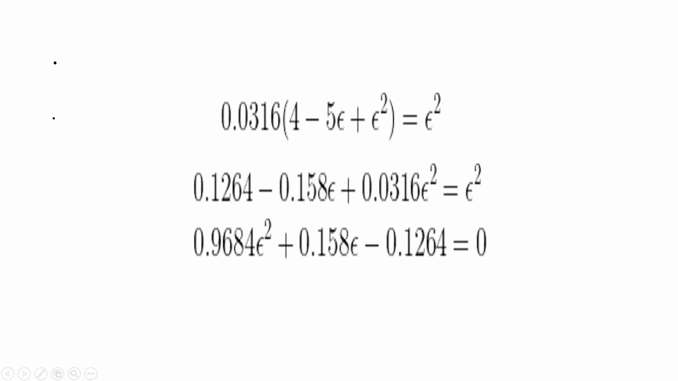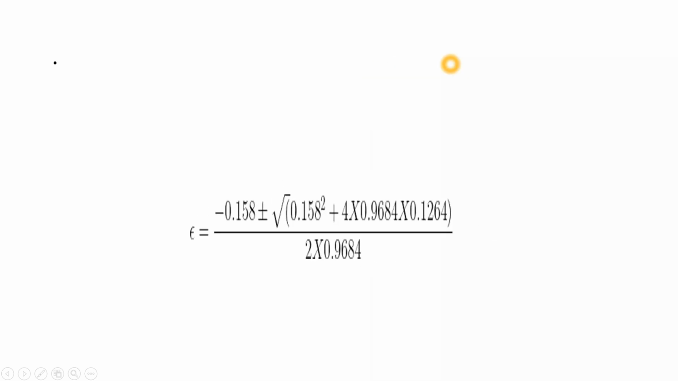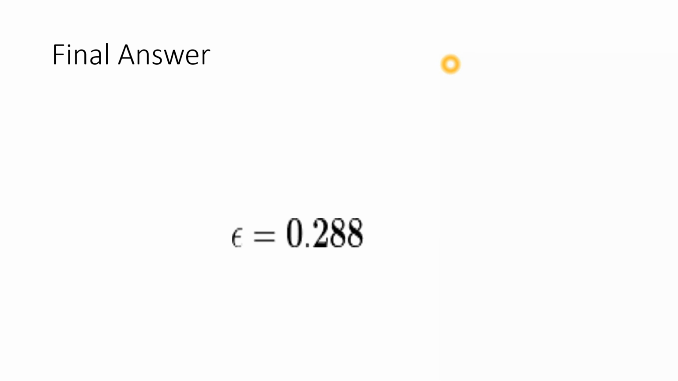Now further, sorry, now epsilon. We can calculate it from the formula x is equal to minus b plus minus under root b square minus 4ac upon 2a. From this we get our epsilon, the final answer will be epsilon is equal to 0.288, right?